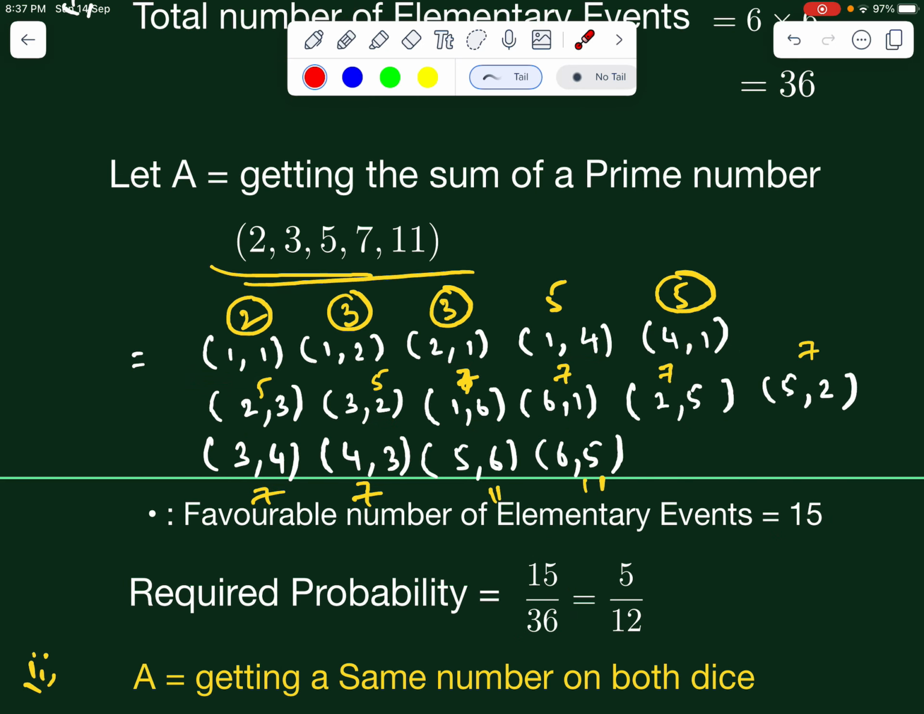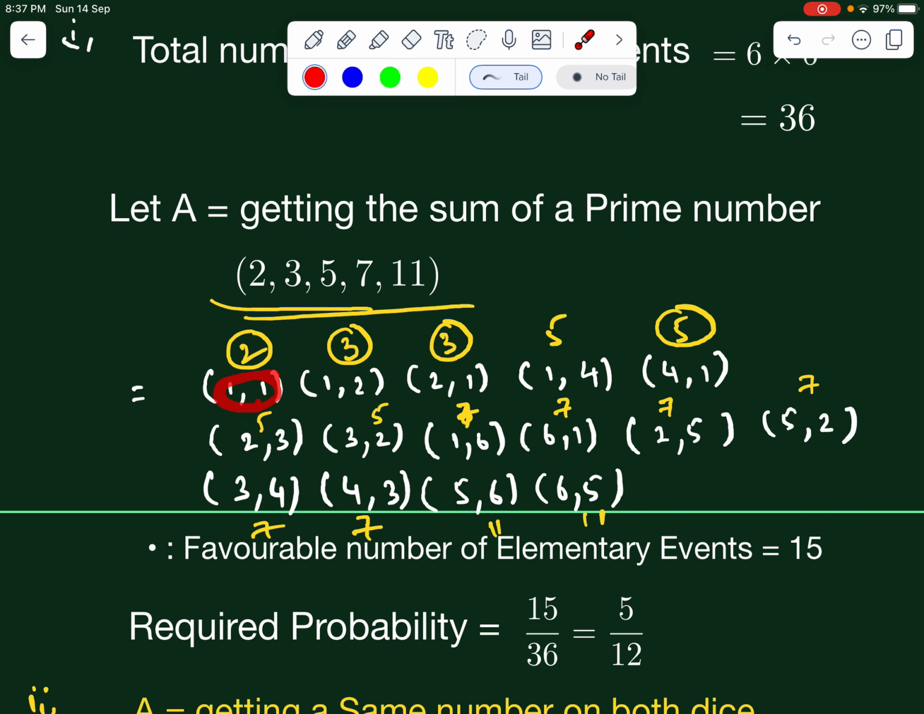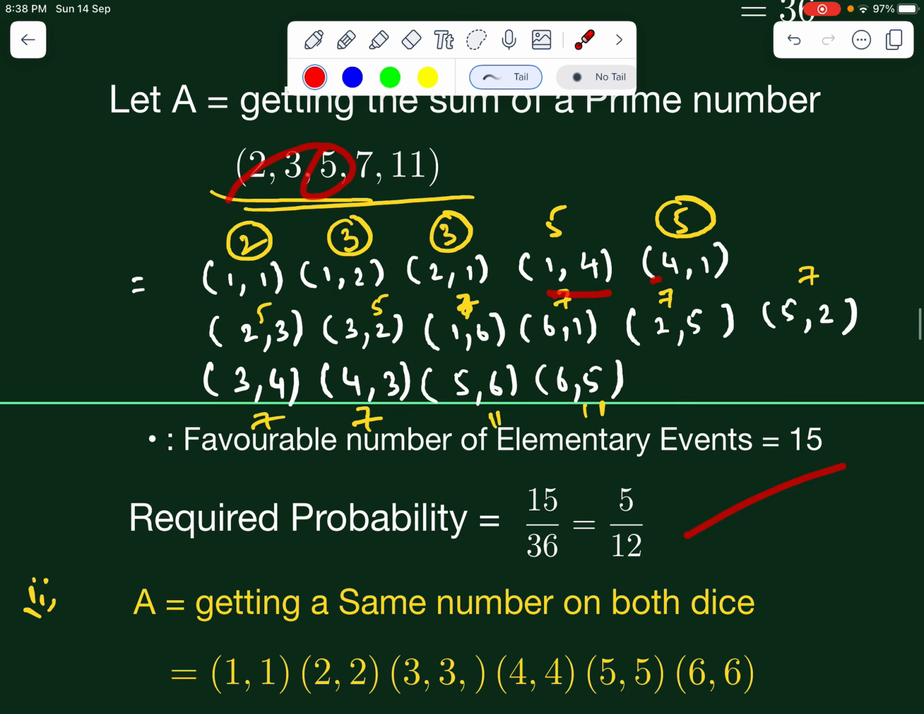You can add these two, then you can get the prime number. 1, 2, add these two numbers, 1 plus 2, 3, this is a prime number. 2 plus 1, 3, this is a prime number. 4 plus 1, 5, this is a prime number. Okay, this is the answer.